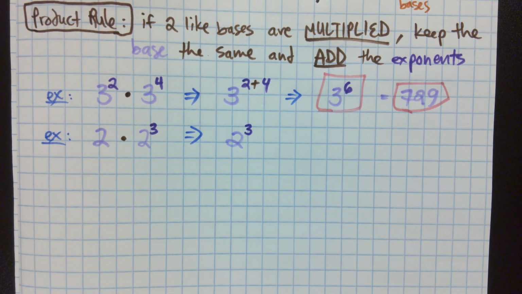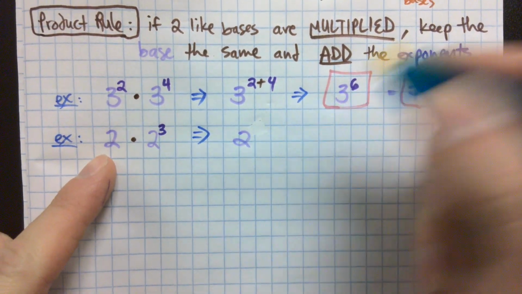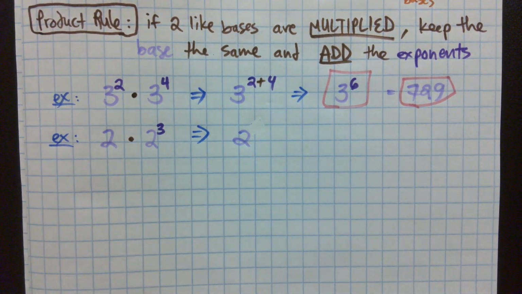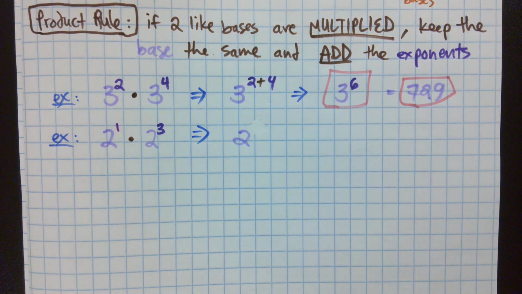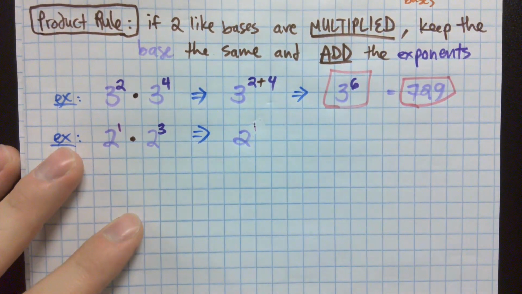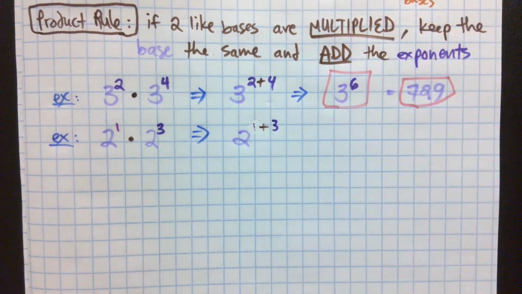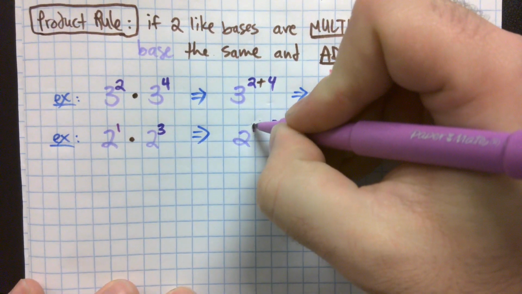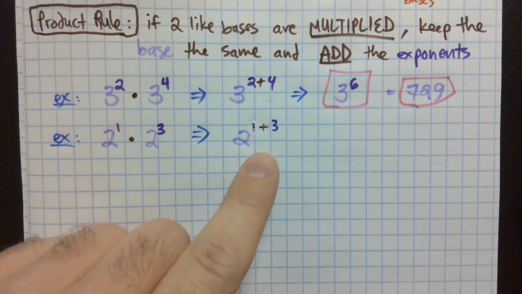Hold on. Whenever we have a 2 all by itself with no exponent on it, remember about the invisible 1. There is still a little 1 up top. Because what is 2 to the first power equal to? It's equal to 2, right? So 2 to the 1 plus 3. And that'll make more sense when we expand this out. So if that just sent your brain into a whirlwind, don't worry. We'll talk about it in just a second.